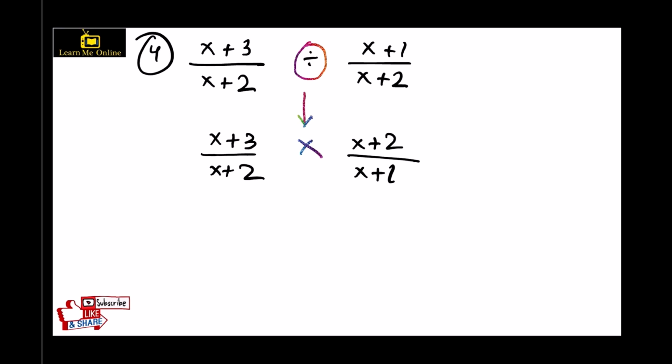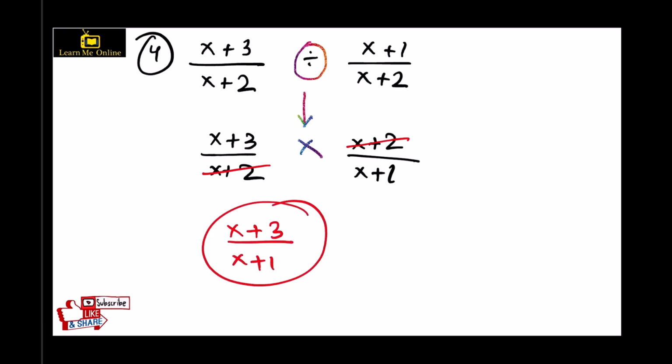Now we do the step of the simplification. So we have got (x plus 2) and (x plus 2) in the numerator as well as in the denominator. Because they are the same terms, they're going to cancel together, and we'll be coming out with (x plus 3) on the top and (x plus 1) in the denominator.